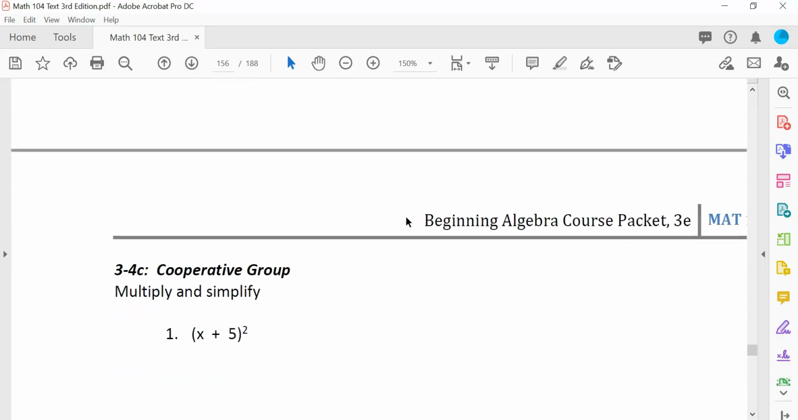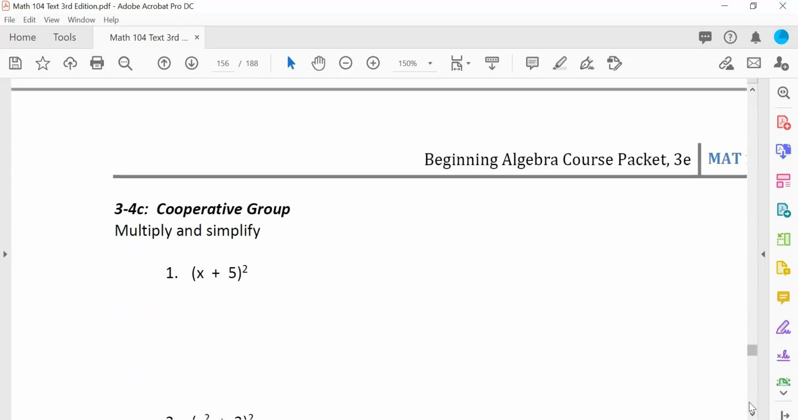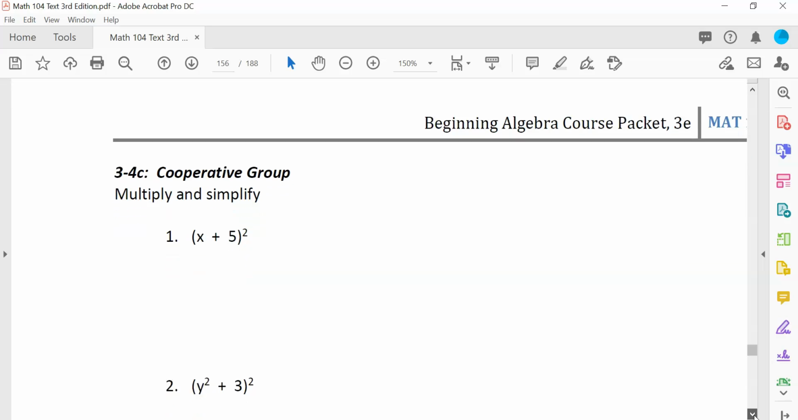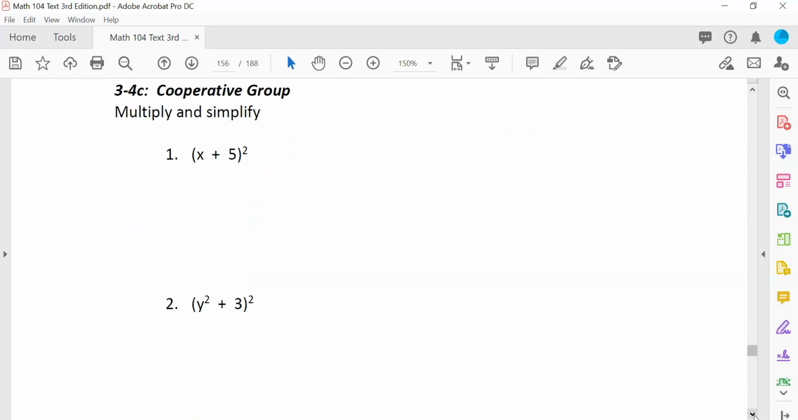So what I'd like you to do right now is pause the video and try the problems in section 3.4c of the cooperative group problems. Multiply and simplify all these squares: x plus 5 squared, y squared plus 3 squared, and so on. So go ahead, push pause on the video, and then come back and try those.